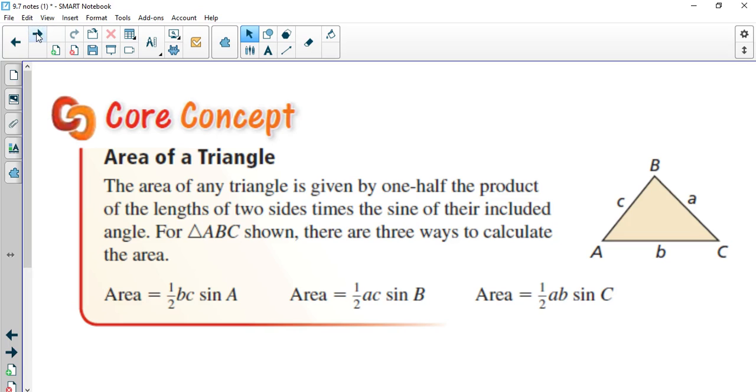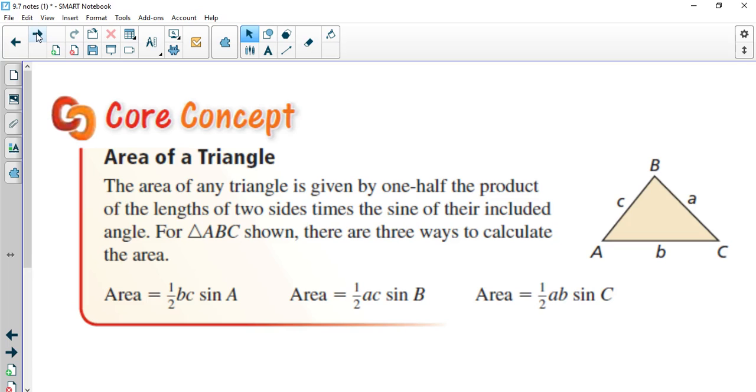So, how do we find the area of a triangle? Okay, it is given by 1/2 the product of the lengths of the two sides times the sine of their included angle. Now remember, the included angle is the angle formed by the two sides. So it's a very simple formula. It just depends on where your angle is.